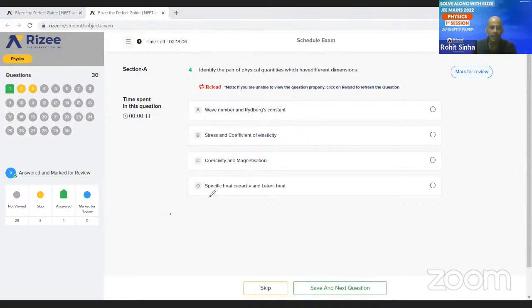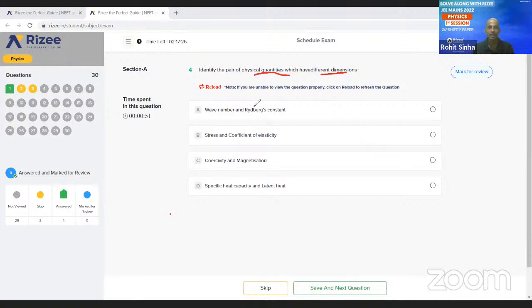It is telling us to identify the pair of physical quantities which have different dimensions. Can you see what the JEE papers are doing? They are asking questions which have not been asked for a long time. This type of question usually came in the 80s and 90s, and nowadays they are asking questions which have not been asked in the previous 10 or 15 years. I think JEE people are searching for areas they have not asked from for a long time, so you should also take care of this.